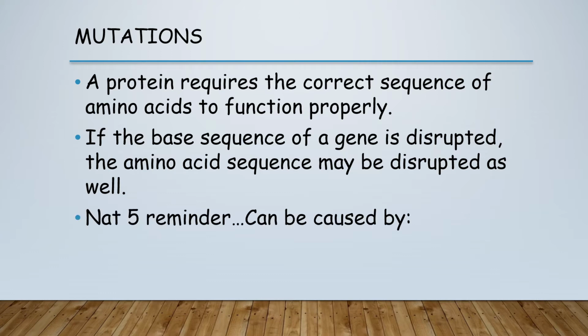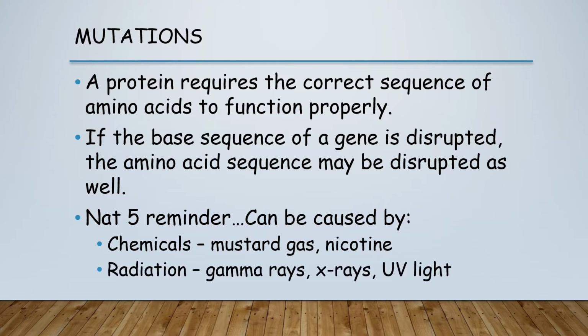But back in Nat 5, we also talked about things that could cause those mutations. So chemicals: mustard gas, used in World War I, and nicotine, present in cigarette smoke. But also radiation, so gamma rays, X-rays, UV light, we're all familiar with those things. They are potential mutagens, so those things can cause mutations to happen.